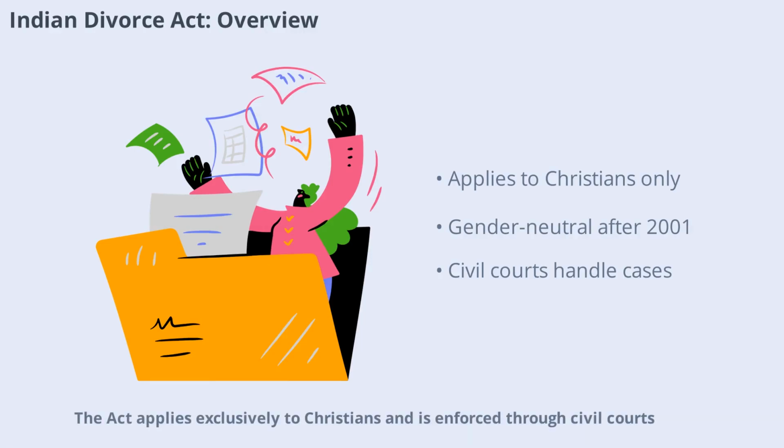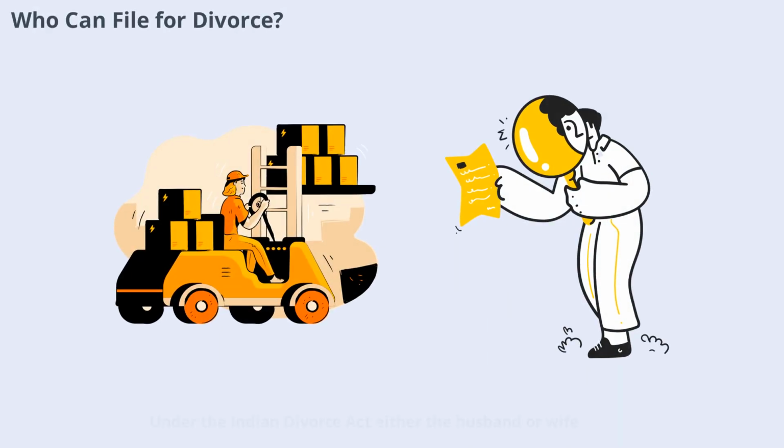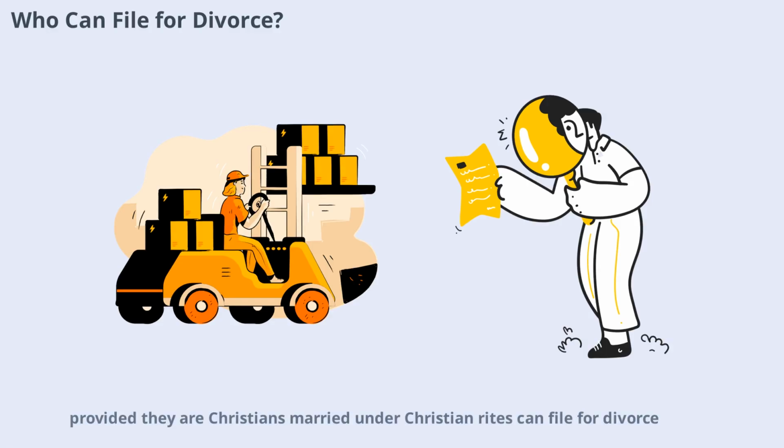The Act applies exclusively to Christians and is enforced through civil courts, not religious or customary forums. Under the Indian Divorce Act, either the husband or wife, provided they are Christians married under Christian rites, can file for divorce. The petition must be submitted in a district court or high court. This provision ensures that both spouses have equal standing before the law, reflecting the Act's commitment to fairness and equality. The process is designed to be accessible, allowing either party to seek legal remedies when the marriage cannot continue.